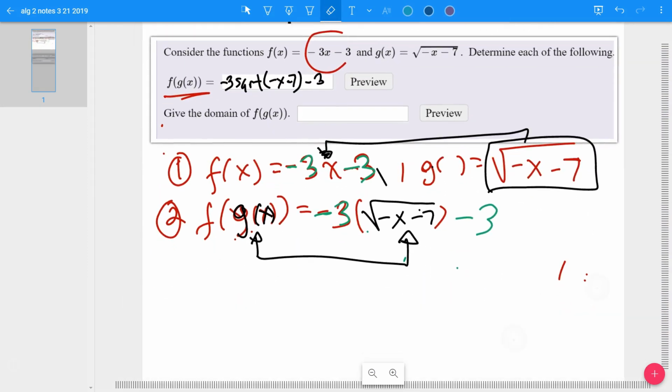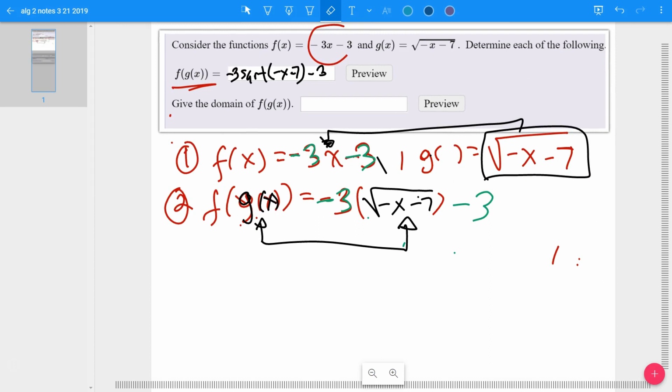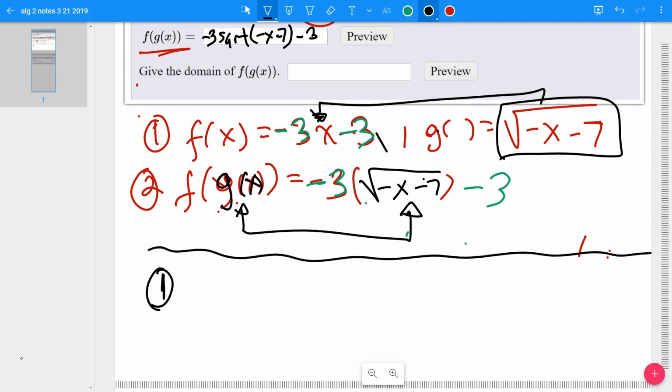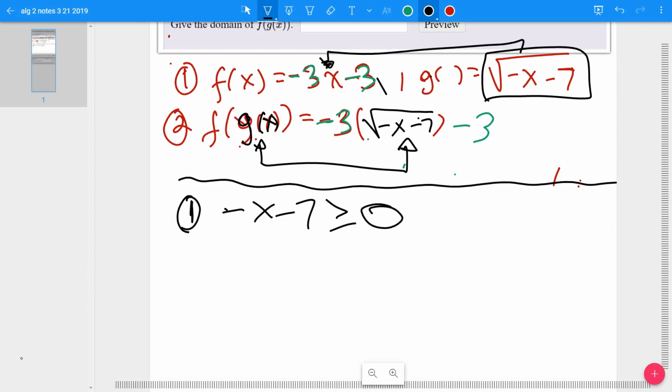The next part of the question says the following. This is now a second part that says give the domain of f of g of x. So to do that portion, let's work that out. To find the domain, what you do is you take the expression under the root symbol, only that expression, nothing else, none of the numbers around it, and not the root symbol, only the expression under the root symbol. So only the negative x minus 7, only that. And you always say it's greater than or equal to 0 in these simple examples. So then you solve that.